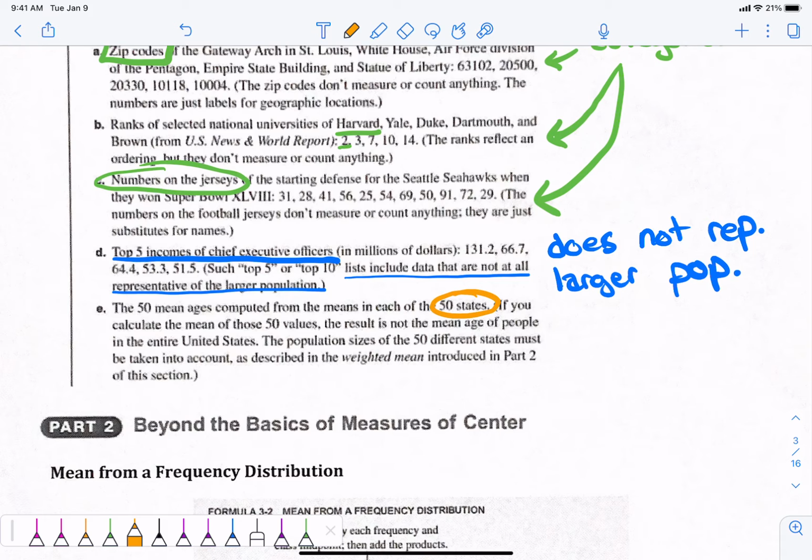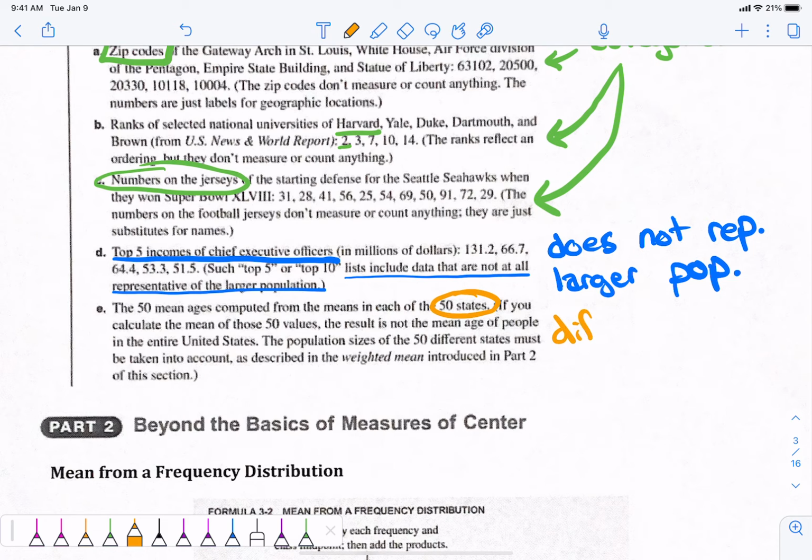This is for the same reason that we don't have the same number of representatives as Texas does. Why is that? Population size. Maybe all of the retired people leave Nebraska and go to Texas. So maybe there's a lot of old people in Texas because that's where they're retiring to. So their mean age might not be the same as our mean age, but population is different, okay?